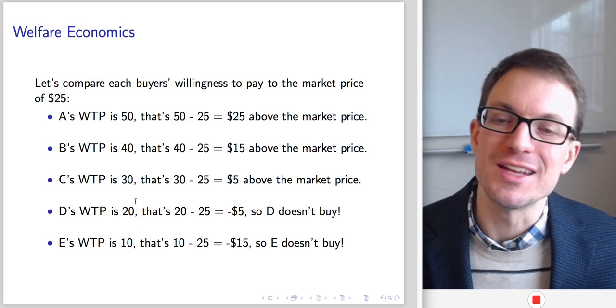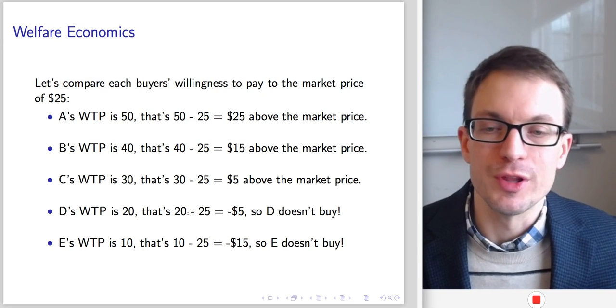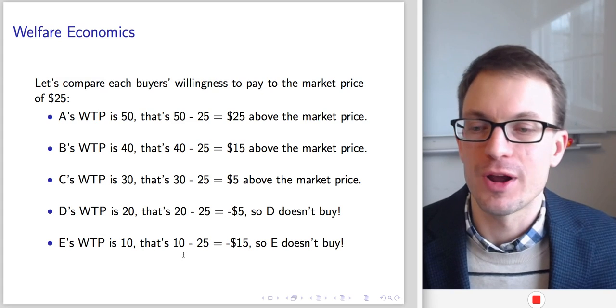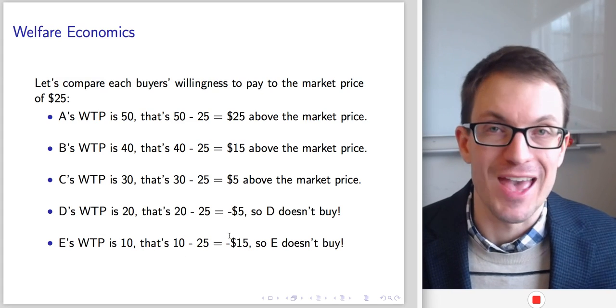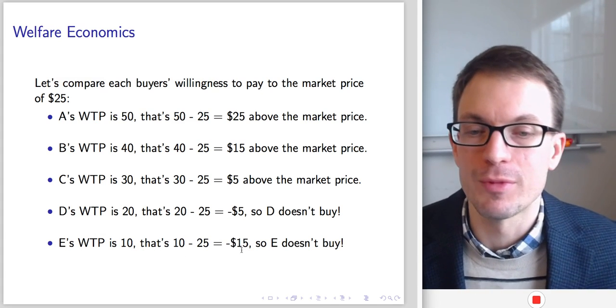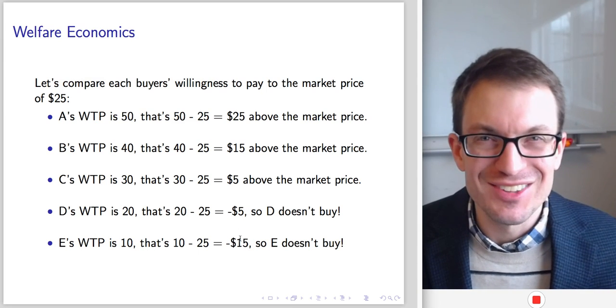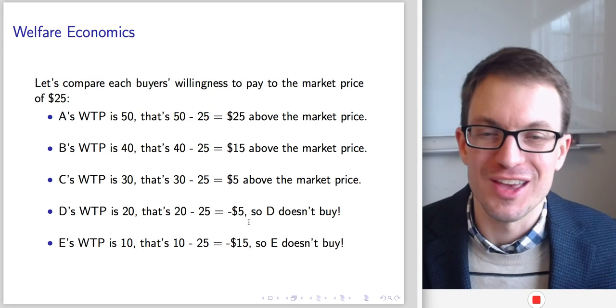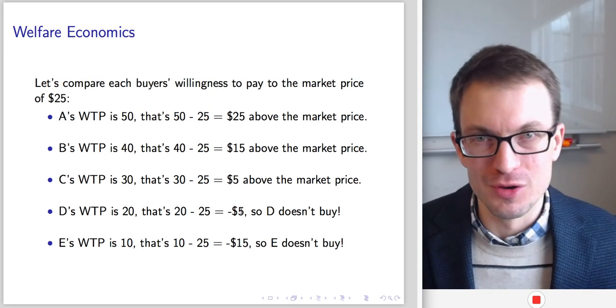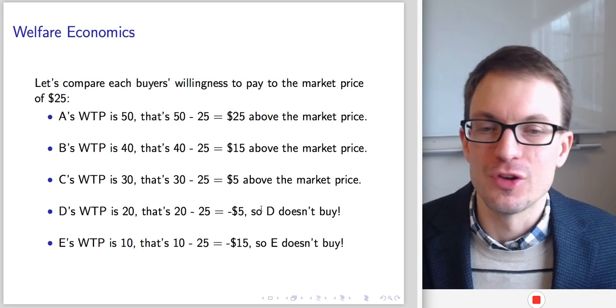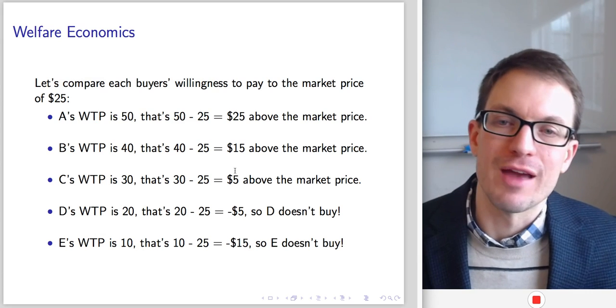What about person D and E? Well, person D's willingness to pay is 5 below the market price, and person E's willingness to pay is 15 below the market price. We wouldn't say their gain is negative. We wouldn't say they have a loss. We're going to say because their willingness to pay is below the price, they're just not going to buy. So D and E don't buy at all. We only have 3 buyers.